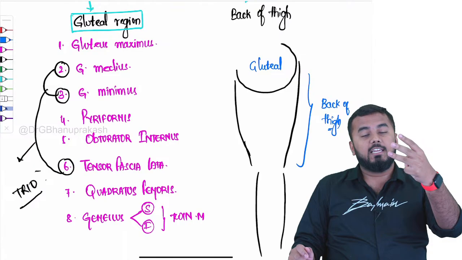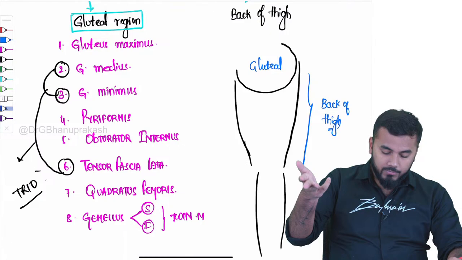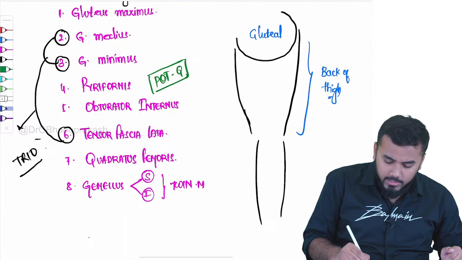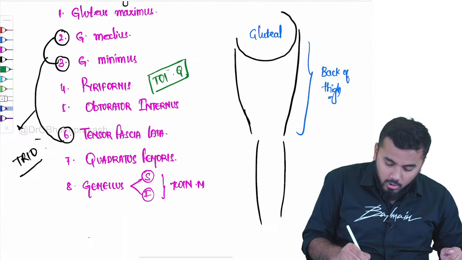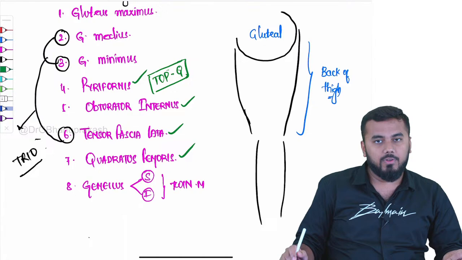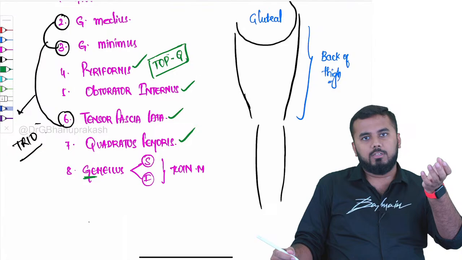In the gluteal region, we have got three main muscles. They are called the gluteus muscles: gluteus maximus, minimus, as well as the medius muscle. And apart from that, we have got some more muscles. I told you to remember by a mnemonic, top Q, in the sense top question. T stands for tensor fascia lata. O stands for obturator internus. P stands for piriformis muscle. And Q stands for quadratus femoris. And finally, remember G, that is gemellus muscle. There is one superior, another one inferior. These two are called twin muscles.